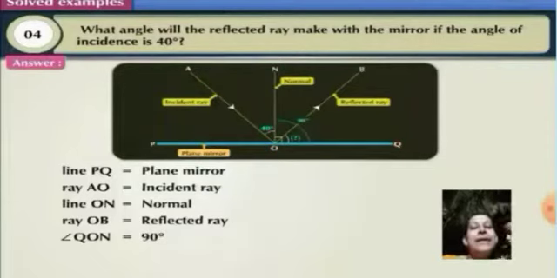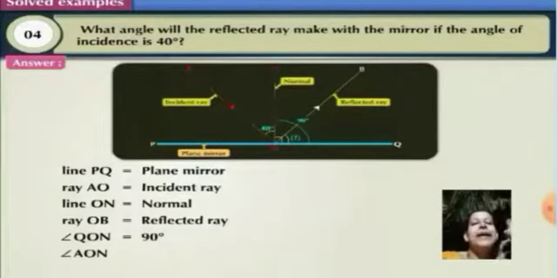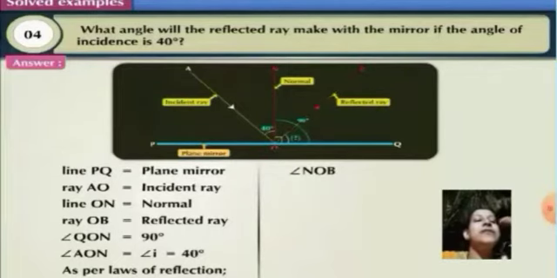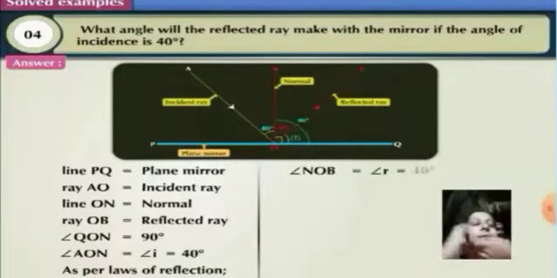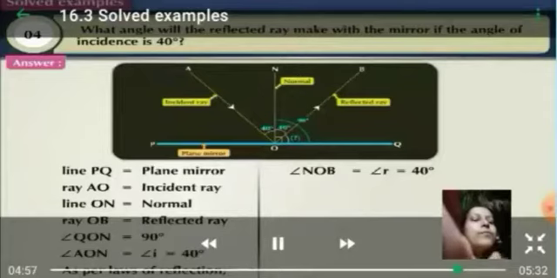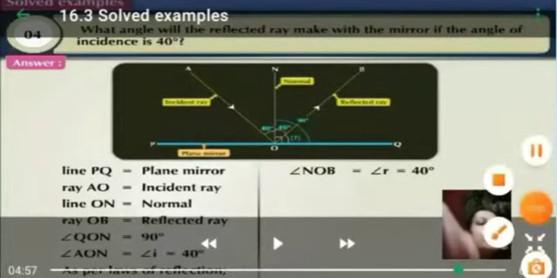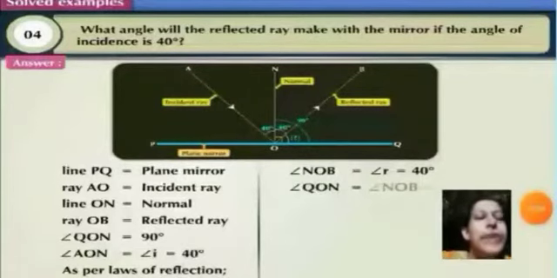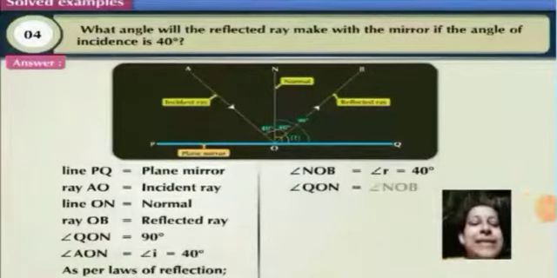And angle AON, which is angle i, is equal to 40 degree. So what we have to find out is what angle the reflected ray will make with the mirror. According to the law of reflection, since angle i is equal to 40 degree, angle r, that is angle NOB, is also equal to 40 degree.